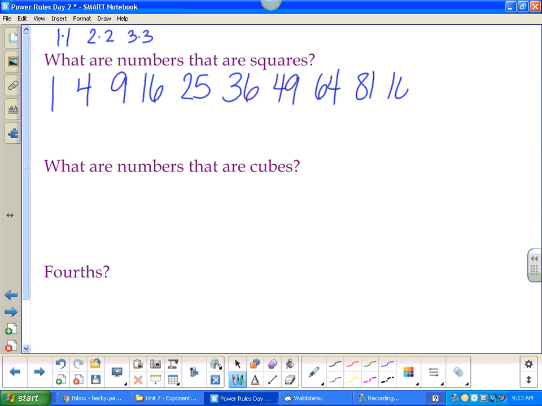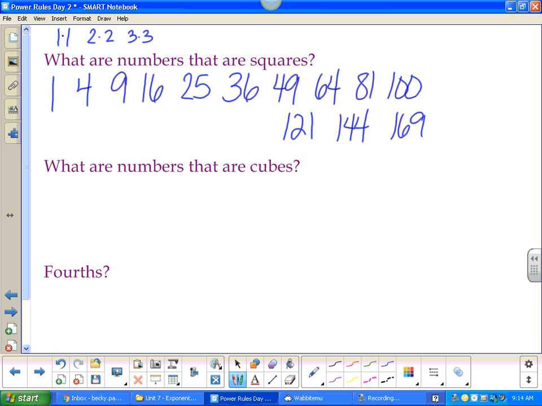10 times 10 is 100. 11 times 11 is 121. 12 times 12 is 144. And 13 times 13 is 169. That's as high as your brain needs to go as far as memorization.